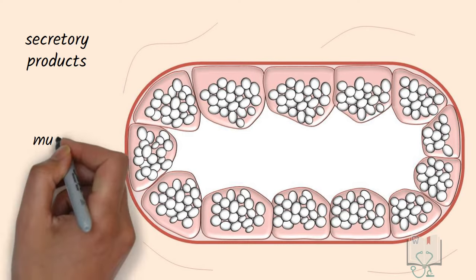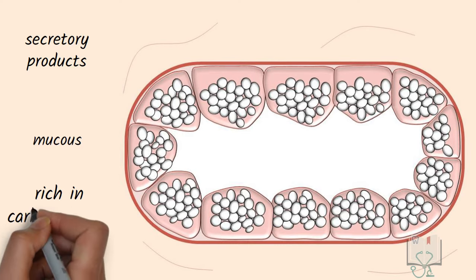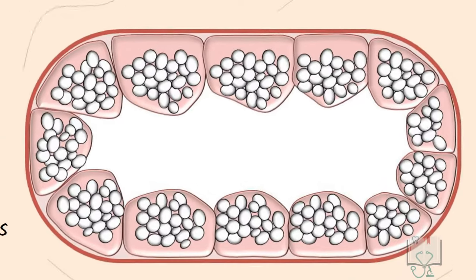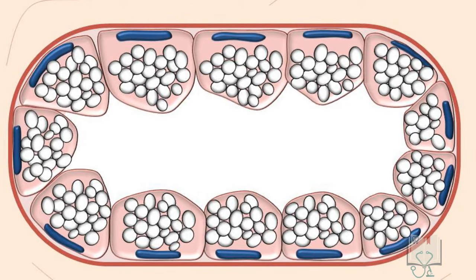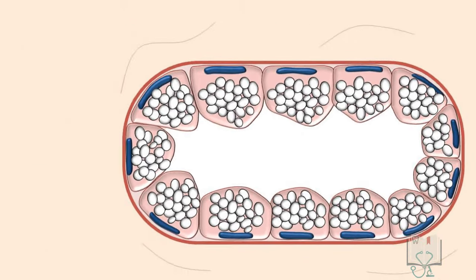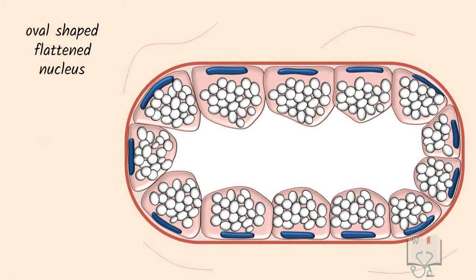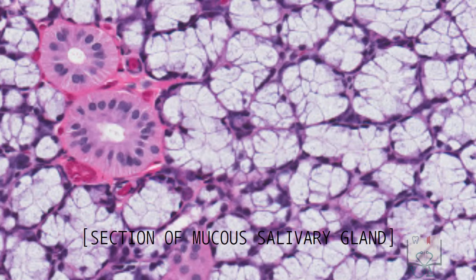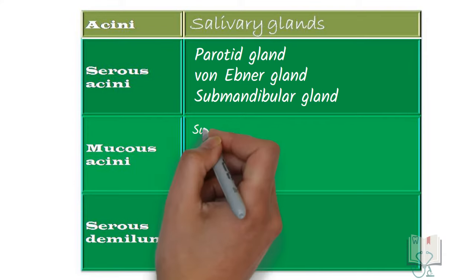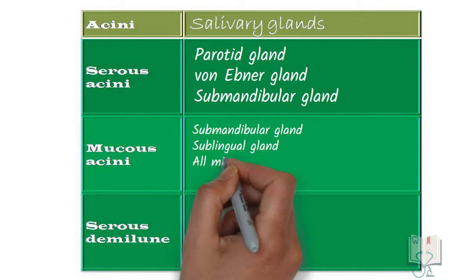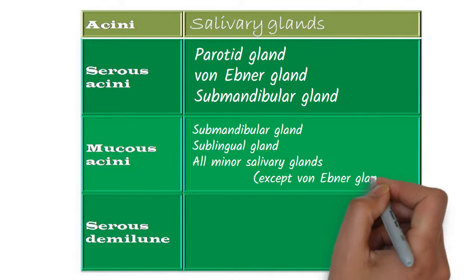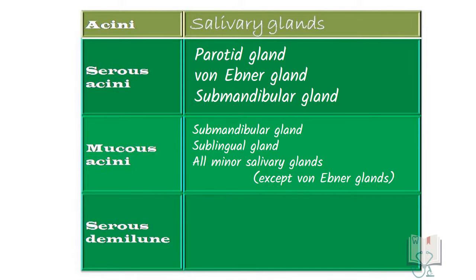This secretory product is mucus, which is rich in carbohydrates, and it pushes the nucleus in the basal part against the cell membrane where it is oval and flattened in shape, along with the rest of the cell organelles. During routine staining, mucus does not take up stain, as a result of which the cytoplasm appears empty. Mucous acini are seen in submandibular gland, sublingual gland, and all minor salivary glands except the von Ebner glands.